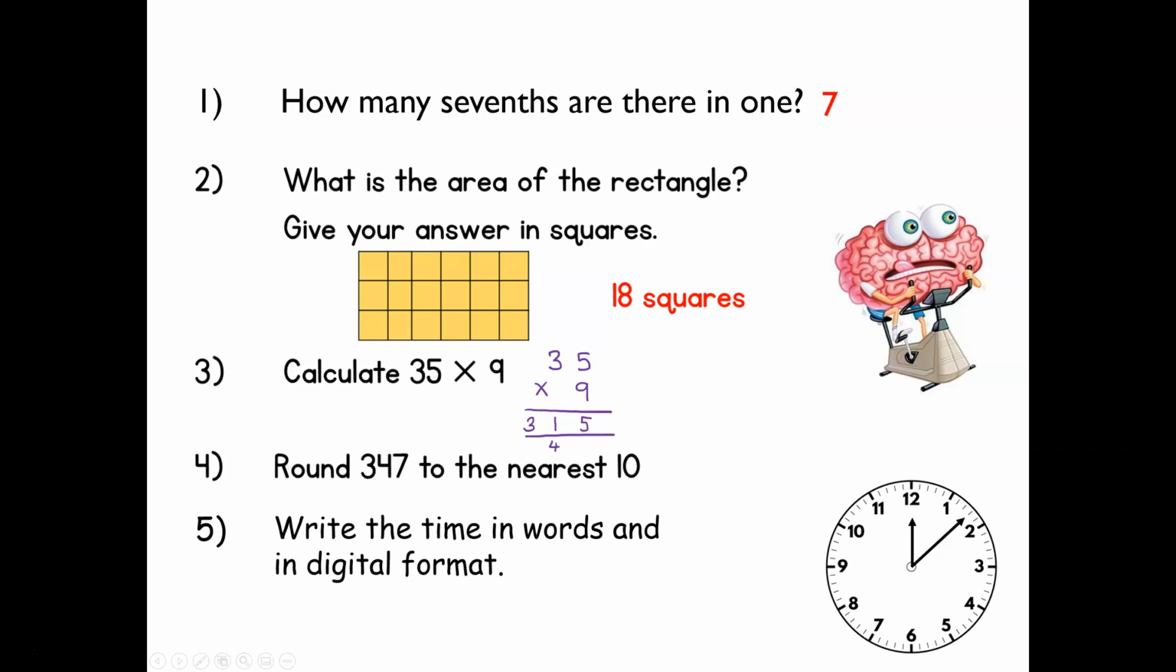Question 4 gives us practice of rounding a 3-digit number to the nearest 10. We need to look at the ones digit. It's 7, so we'll round this number up to the next multiple of 10, which is 350.